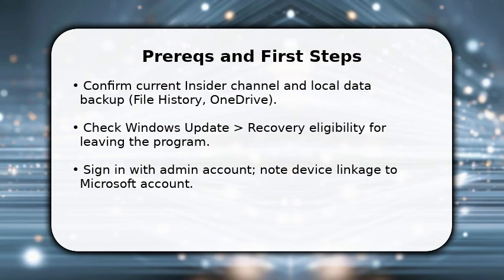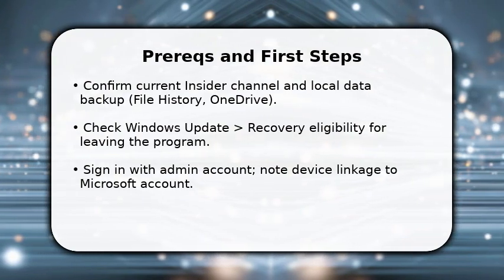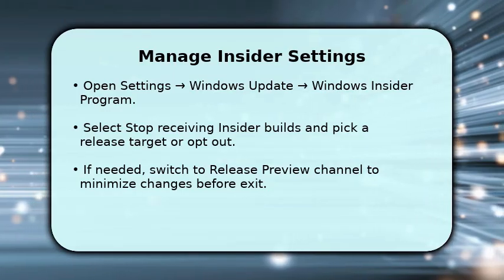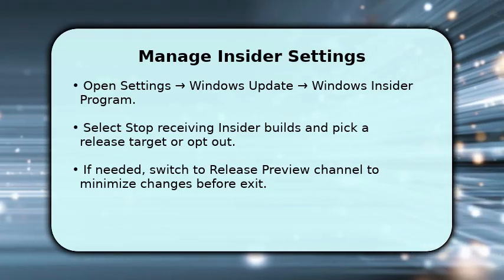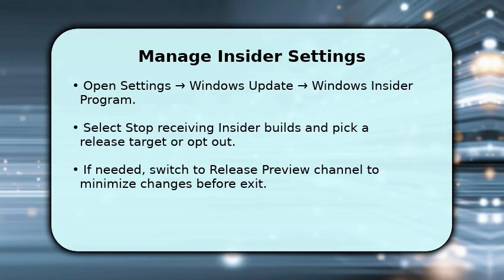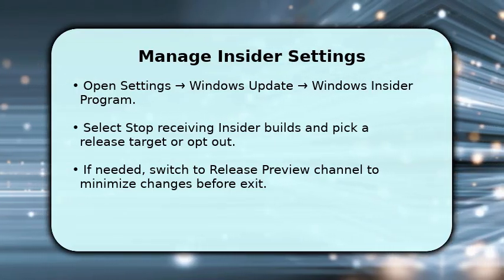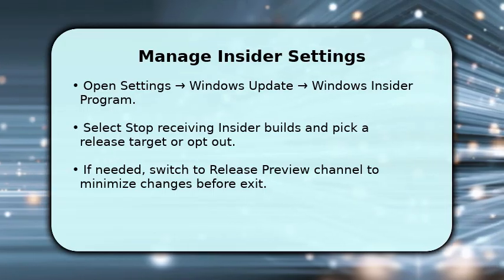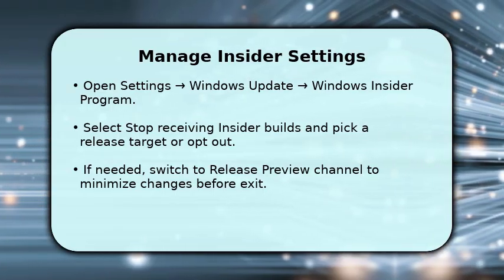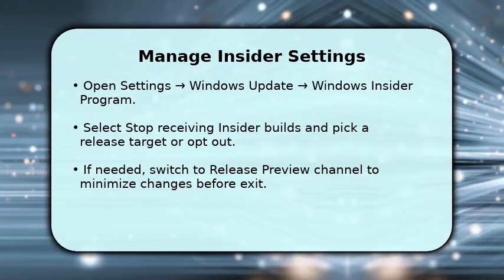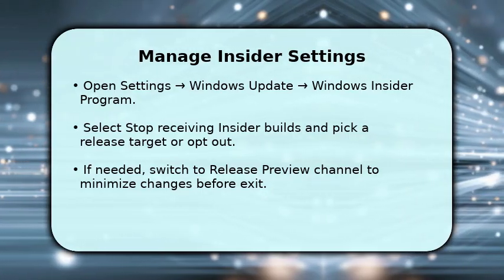Now you manage enrollment. You go to Settings, Windows Update, then Windows Insider Program, and choose Stop Receiving Insider Builds. This tells Microsoft you want to leave. Once chosen, pick whether you want to switch to a stable release target or a release preview to reduce feature churn. This matters because it controls whether you remain on a test build until the next public release. Make sure to follow on-screen prompts.